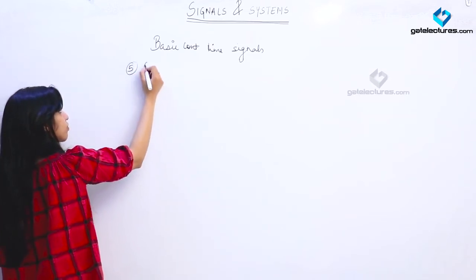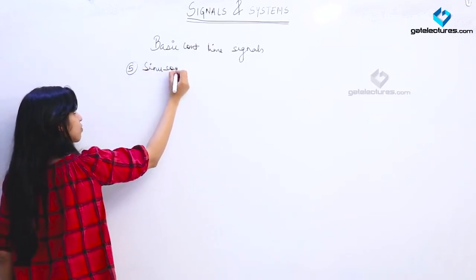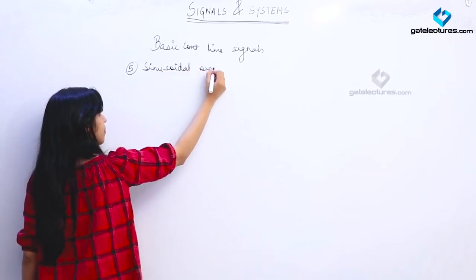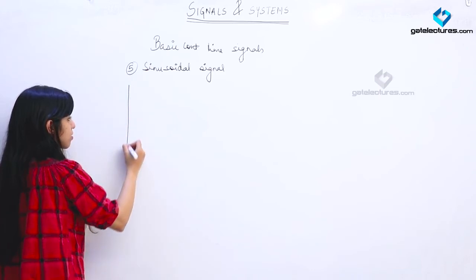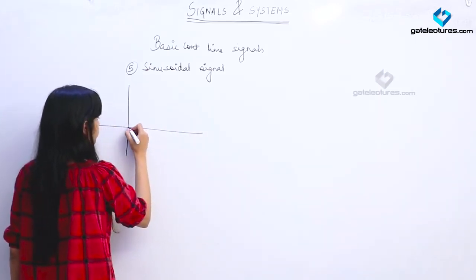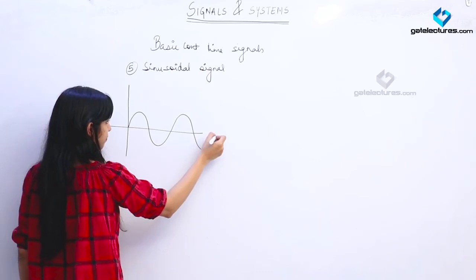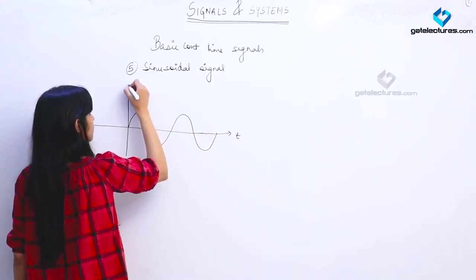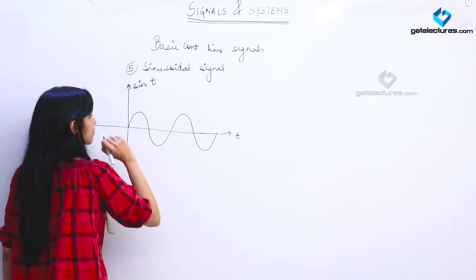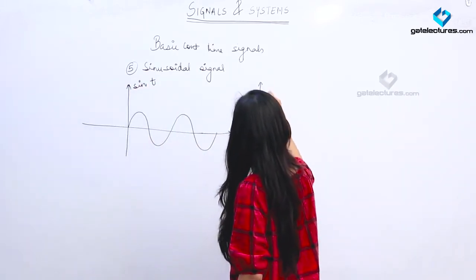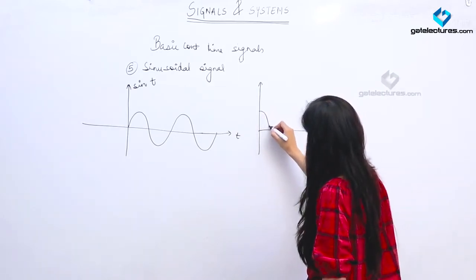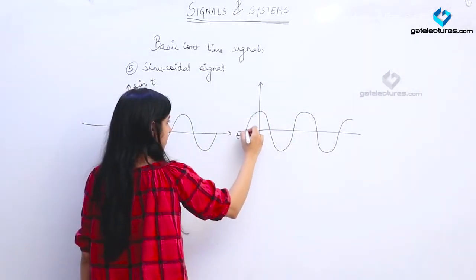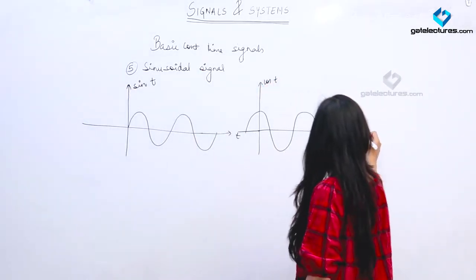Most of you would be aware of this signal, but we're just going to look at it right now. The most commonly used sinusoidal signals that we encounter are sine and cos. This is how a sine signal is going to look, and this is how a cos signal is going to look.